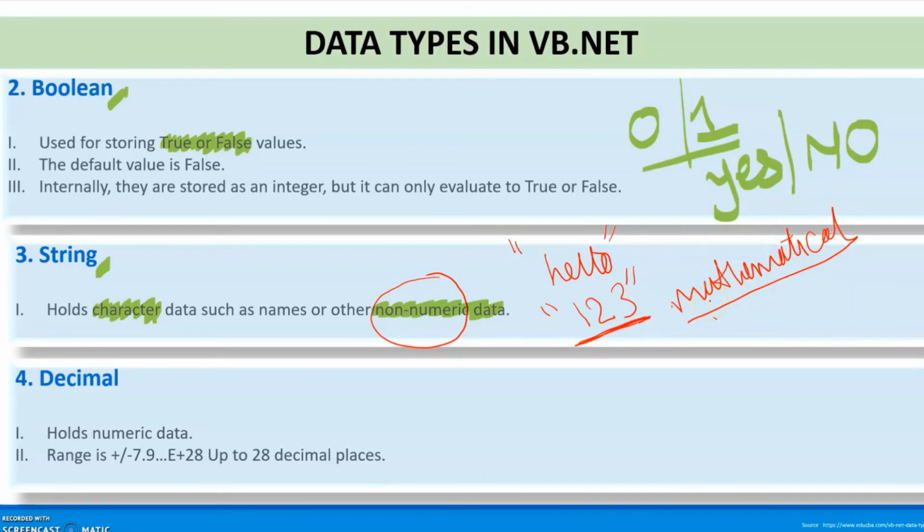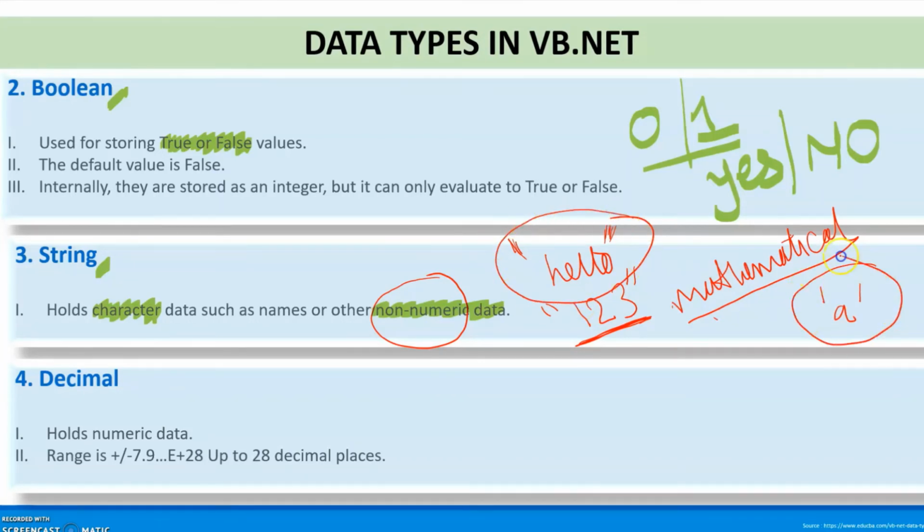String type data always comes with double quotes. If there is a single character, then we use single quotes, like 'A'. So there is a difference between string data and a single character. So that is about the string.